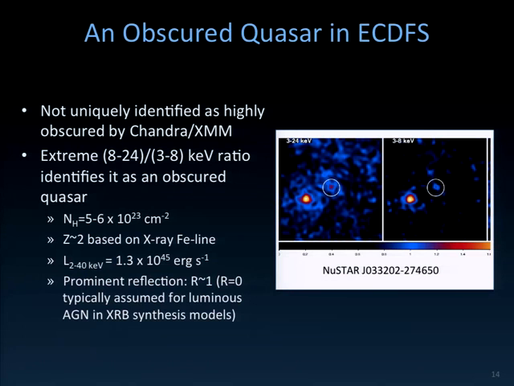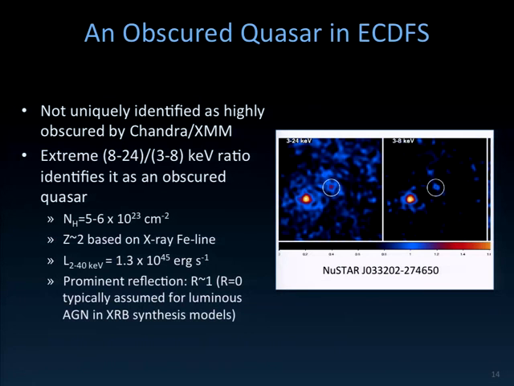So in the extended Chandra Deep Field South, we're still analyzing the data and looking at the distribution of sources. But I want to illustrate the power of the hard band by giving you one example, this source here, NuSTAR J033, whatever. It's also been detected by Chandra and XMM. But by Chandra and XMM, it wasn't uniquely identified as a highly obscured source. It has a flat, soft X-ray spectrum, but was not identified as extreme.